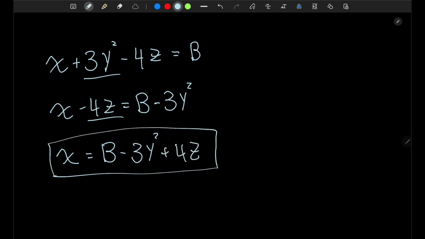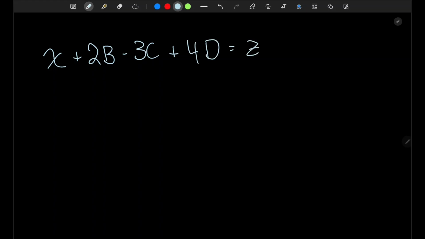And there you go. So let's do one more example here and then we'll move on. If we have x plus 2b minus 3c plus 4d is equal to z, let's do this in one step. I'm just going to write out the x equals what we already have on the right side, z, and then let's move the rest over.